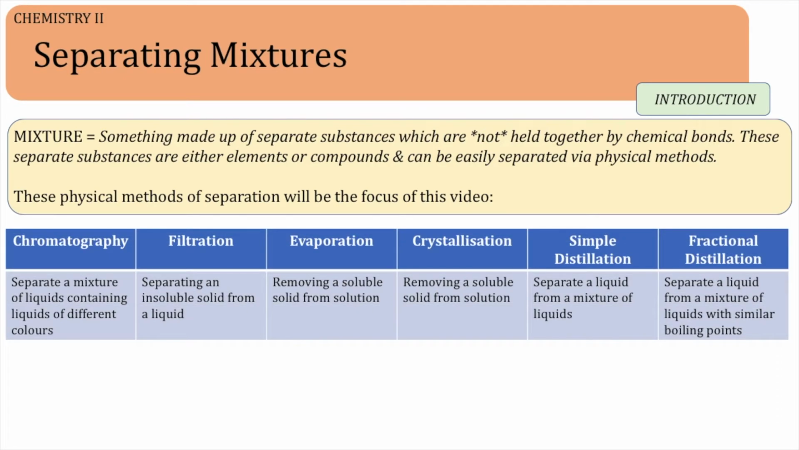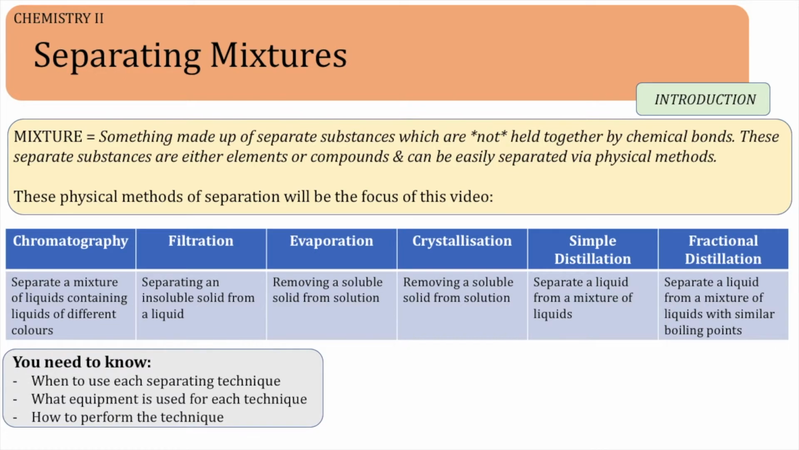For example, if we're separating a mixture of liquids with different colors, we'd use chromatography. If we're separating an insoluble solid from a liquid, and again an insoluble solid is something that does not dissolve, we'd use filtration. If we're removing a soluble solid from a solution, so a solid that does dissolve, we'd use either evaporation or crystallization. And if we're separating out a mixture of liquids, we'd use some variation of distillation. We're going to look at when to use which separating technique, what equipment we'll need, and how we can actually perform that technique. Make sure to learn the full methodology written in the blue boxes.